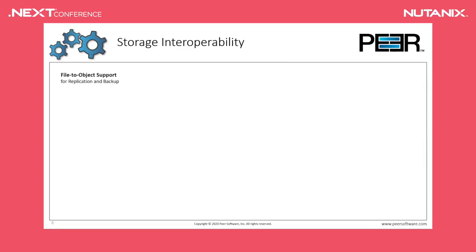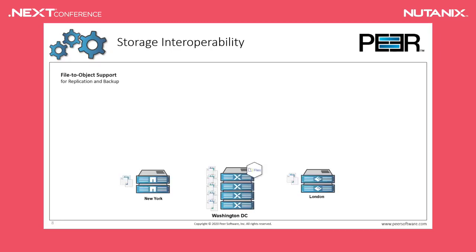Next scenario here, we'll talk about storage interoperability. We'll start off with talking about our file-to-object capabilities. In this example, we'll have Nutanix Files sitting in Washington, D.C. We'll have some sort of EMC device, maybe a Unity array out in London, and a NetApp ONTAP 9 array in New York. We'll then layer Nutanix Objects, the on-prem object store from Nutanix, and put that in Washington, D.C.